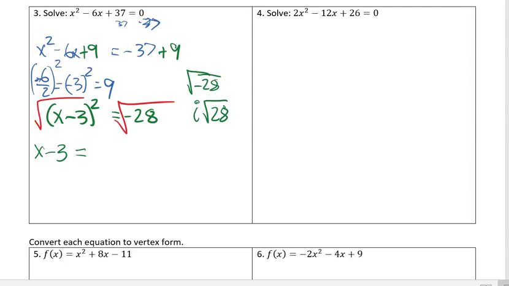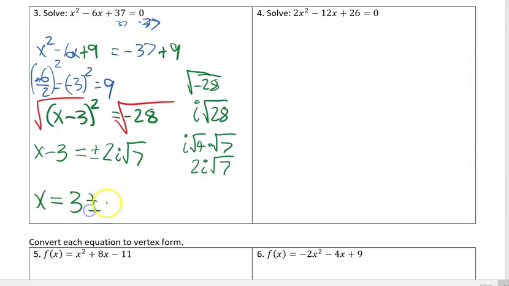And the square root of positive 28 we can still break down further. So 28, this is i times the square root of 4 times the square root of 7. And the square root of 4 is 2. So this whole thing breaks into 2i square root 7. So x minus 3 equals plus or minus 2i square root 7. And then add 3 to both sides, and we get x equals 3 plus or minus 2i square root 7.